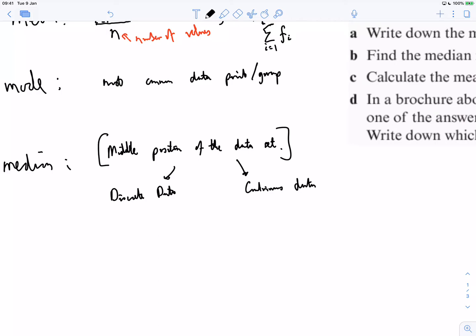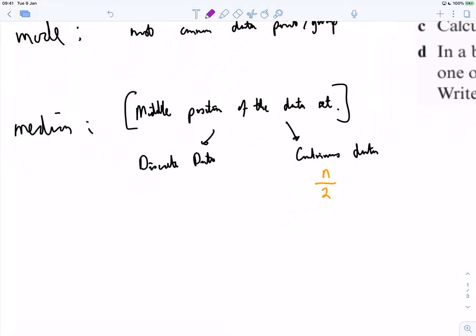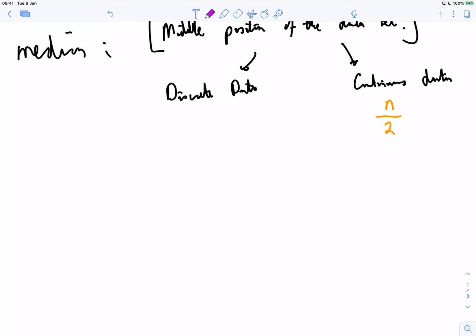Now, I think I talked about this before. Discrete data is in packets, whereas continuous data is on a continuum. If you want to work out the median for continuous data, that's easy. You take the number of points in your data set and divide it by 2. That's really simple. Now here's the controversy. For discrete data, the way I'd explain it is it's always n plus 1 over 2. You just add 1 to it and divide by 2.